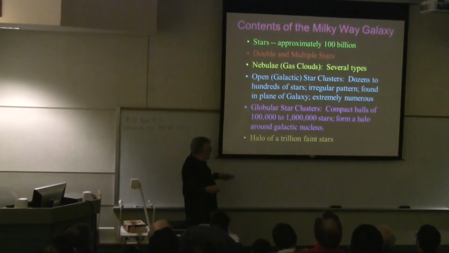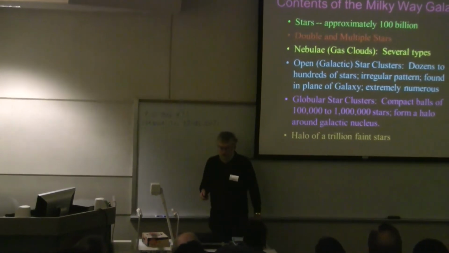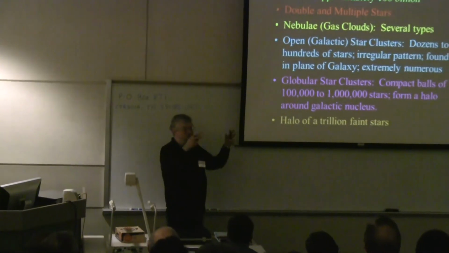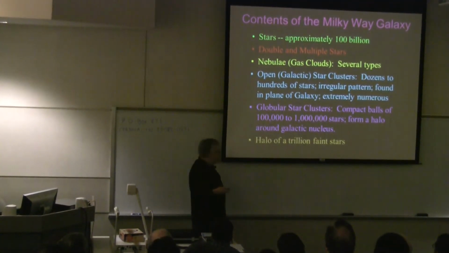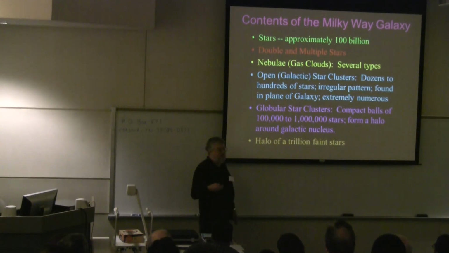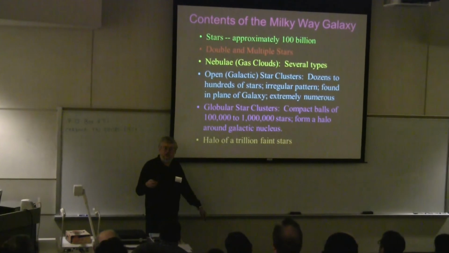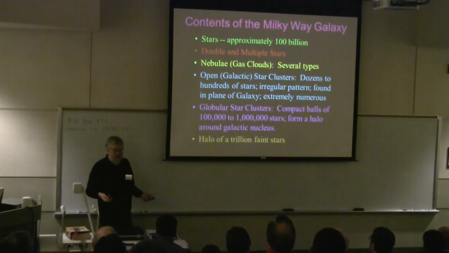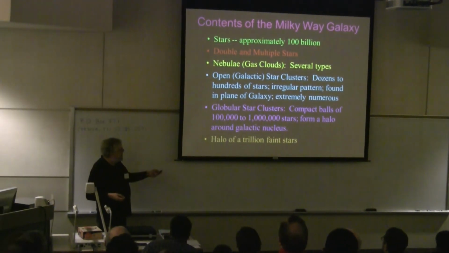And here's something fairly recent. There's probably a halo of about 100 trillion red dwarf, very faint stars surrounding the galaxy. We'll see why they think that later on. You can't see them, but a lot of things you can't see, you can deduce that they're there, and we'll see why later on that we think the Milky Way galaxy has a halo of faint stars around it.